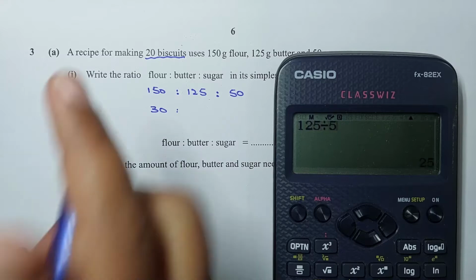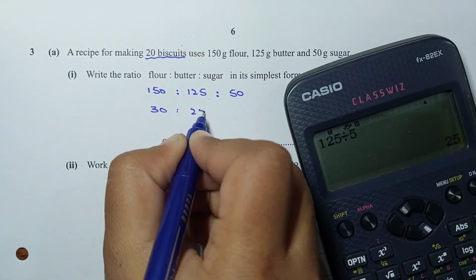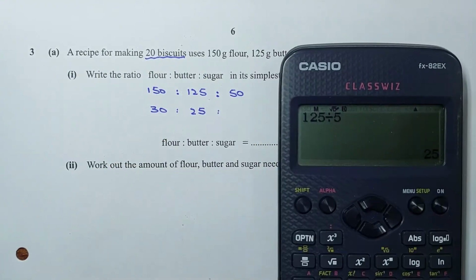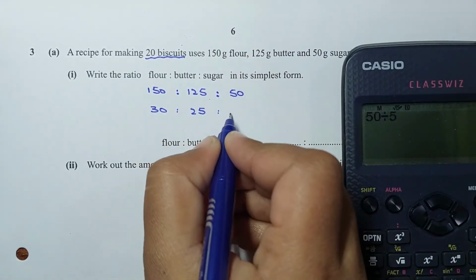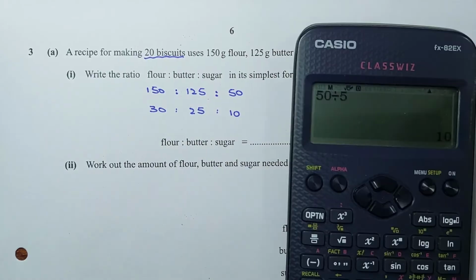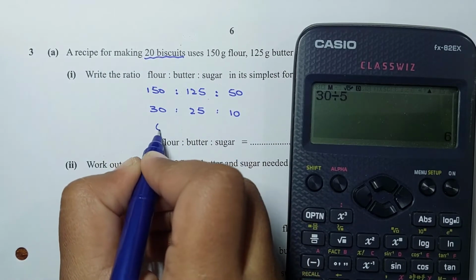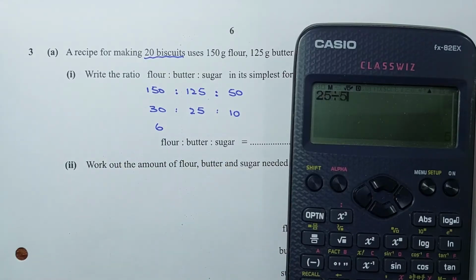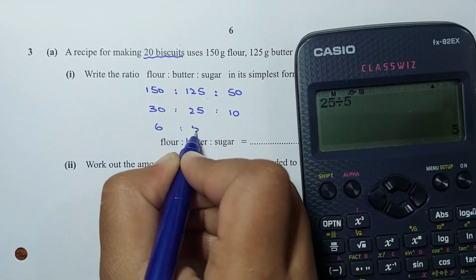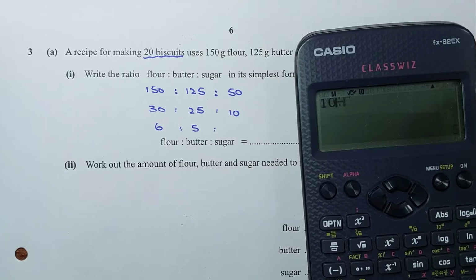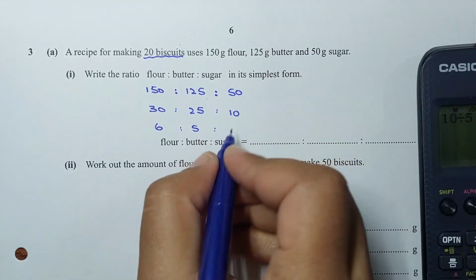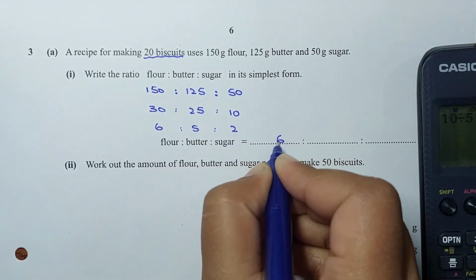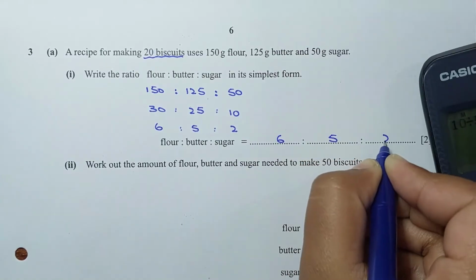125 divided by 5 is 25. And 50 divided by 5 is 10. Okay, let's divide by 5 one more time. 30 divided by 5 is 6. 25 divided by 5 is 5. And 10 divided by 5 is 2. So the simplest form is 6 ratio 5 ratio 2.